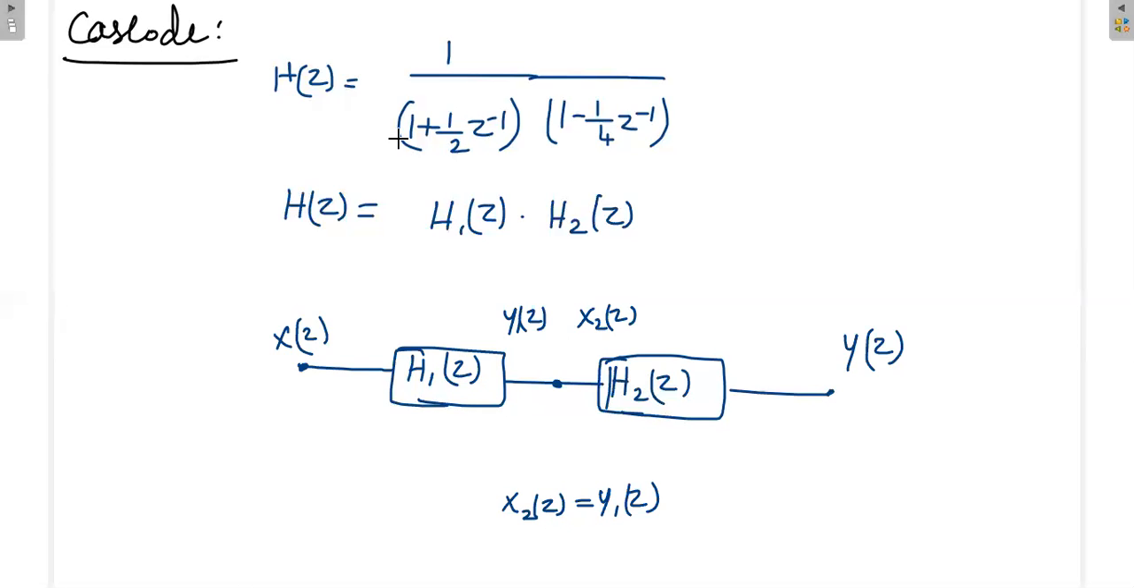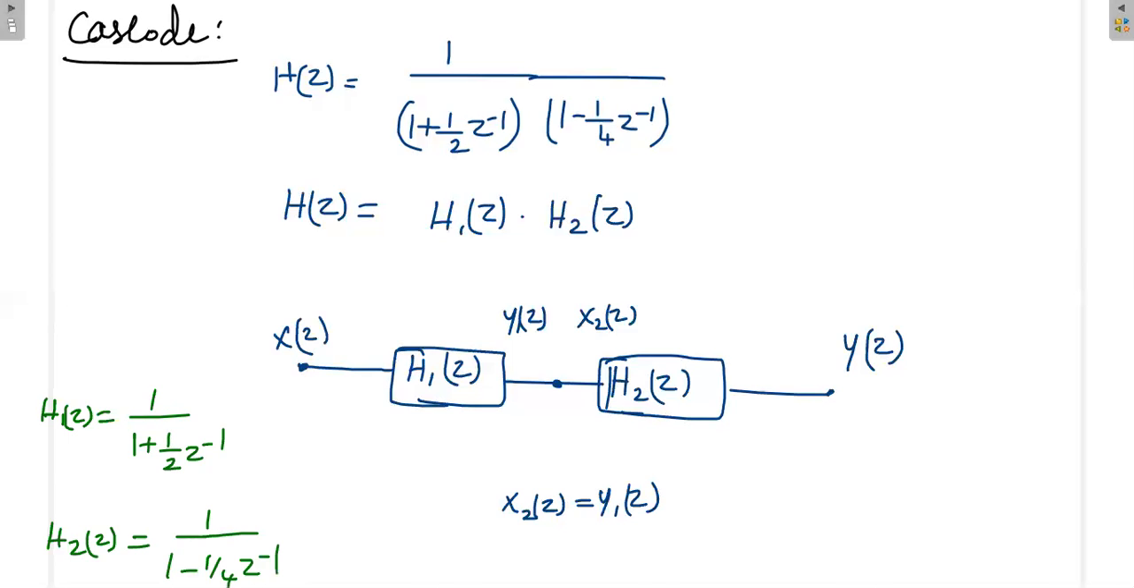So from this, what is h1? h1 of z, we can simply take as 1 plus 1 by 2 z inverse, and then h2 of z is equal to 1 minus 1 by 4 z inverse. So h1 of z is 1 plus 1 by 2 z inverse, h2 of z is 1 minus 1 by 4 z inverse.